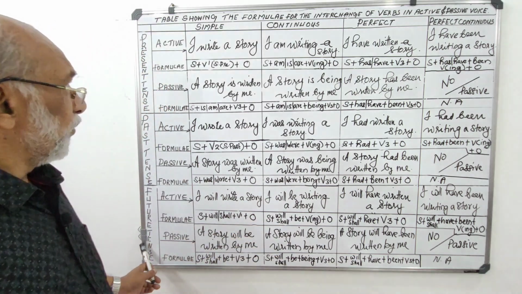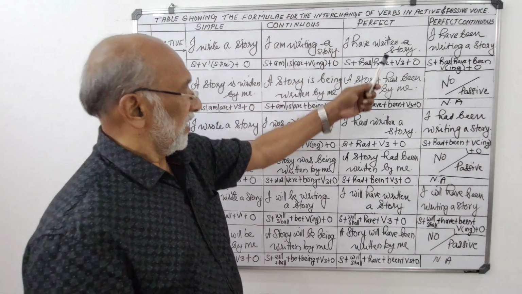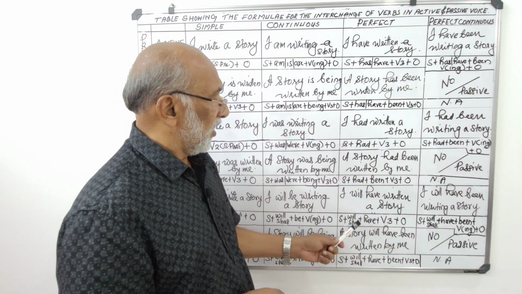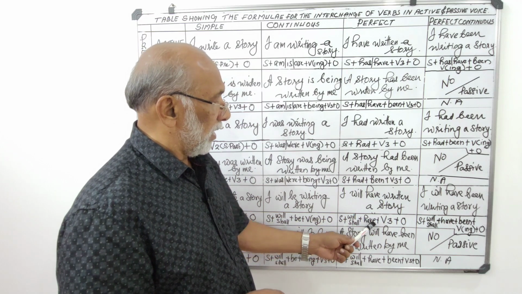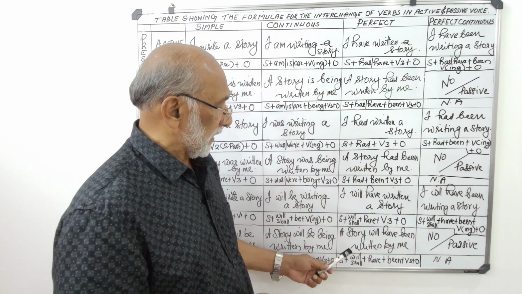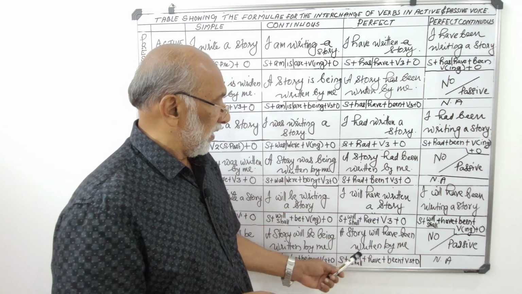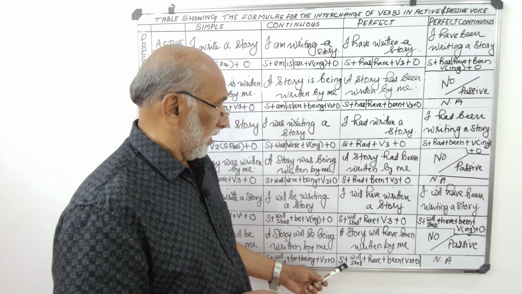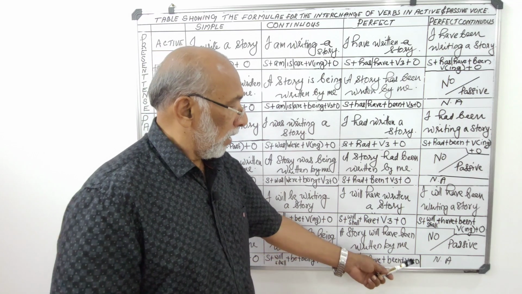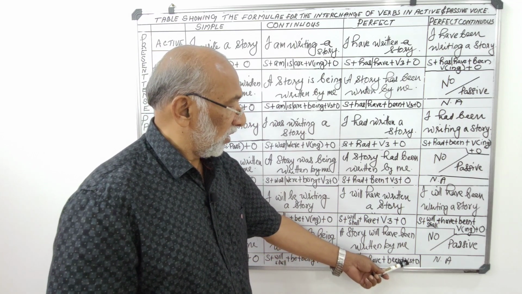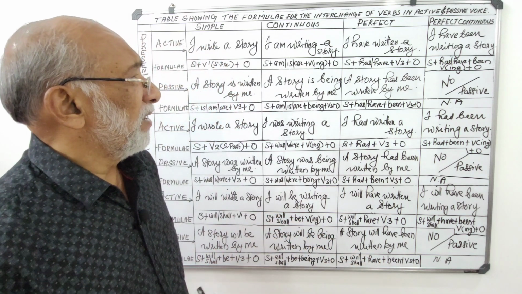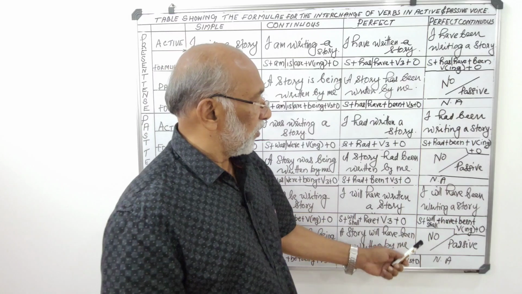And coming to future perfect tense. See the form in the active voice: I will have written a story. Subject plus will or shall plus have plus past participle of the verb plus object. And the passive: a story will have been written by me. Here subject plus will or shall plus have plus been plus past participle, that is V3 of the verb, plus object.